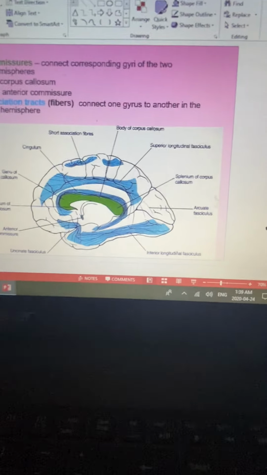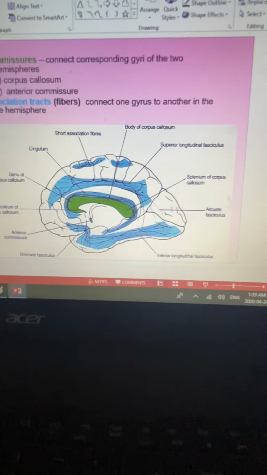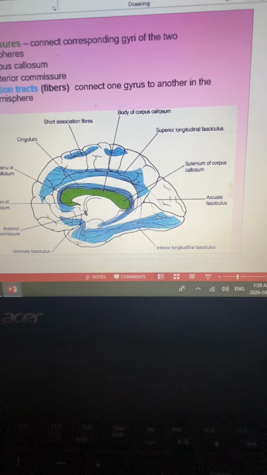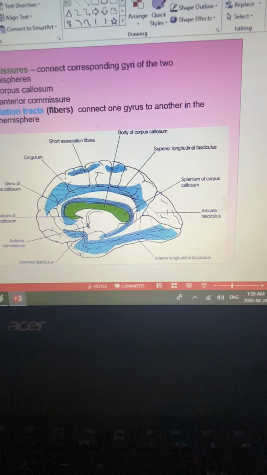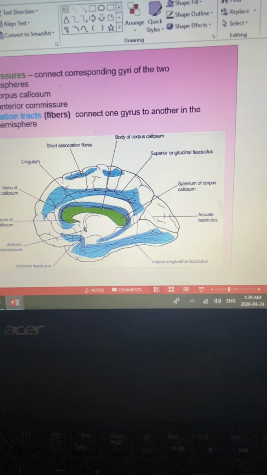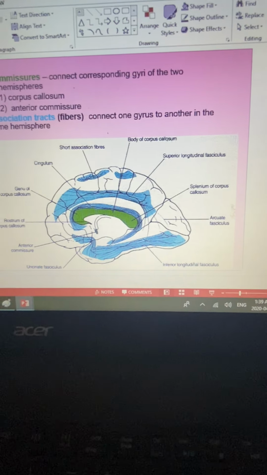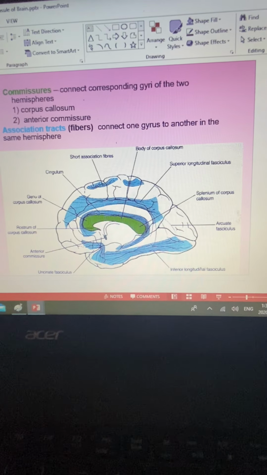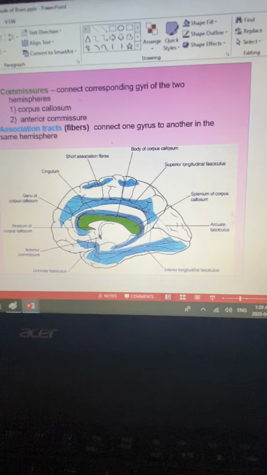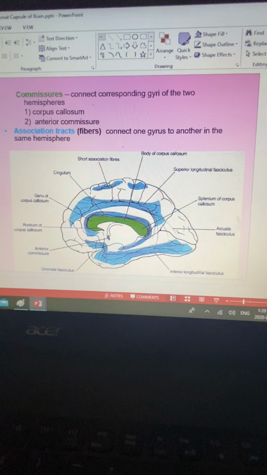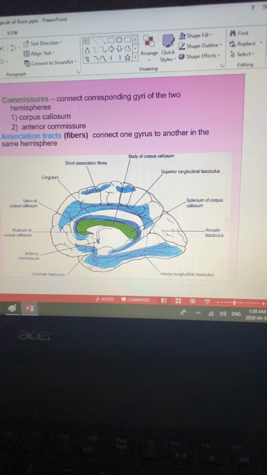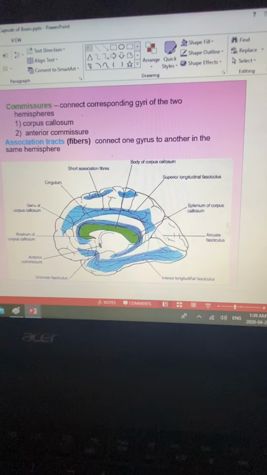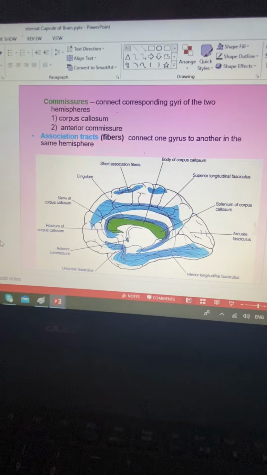Now if we look at the detail of the association fibers, we find that these fibers connect the different cortical areas of the same hemisphere to one another, right? These are subdivided into the following types. Here you can see the short association fibers. They connect the adjacent gyri to one another, right? Then you have the long association fibers.